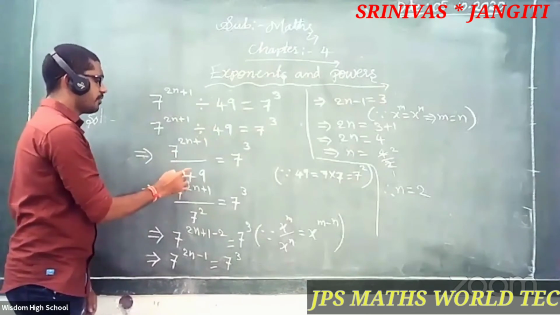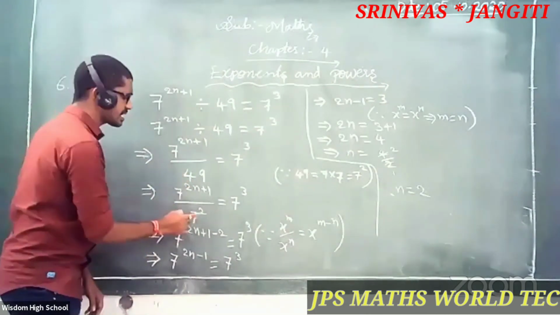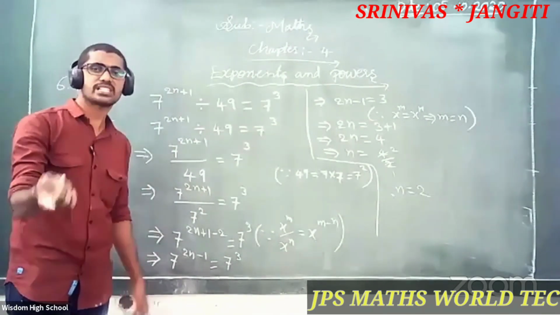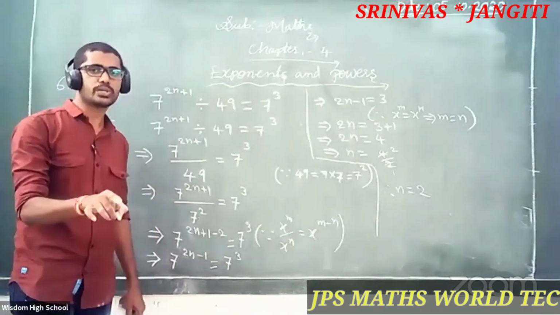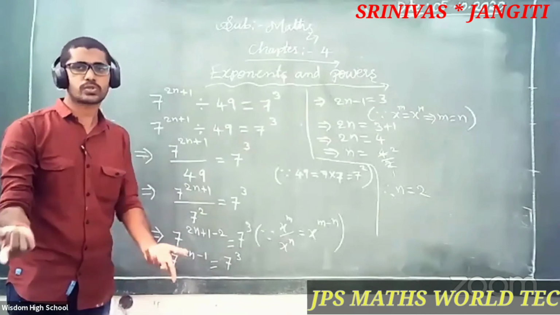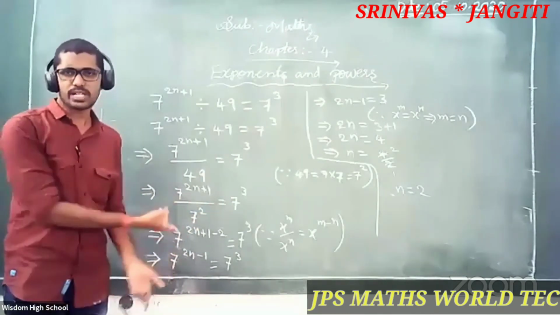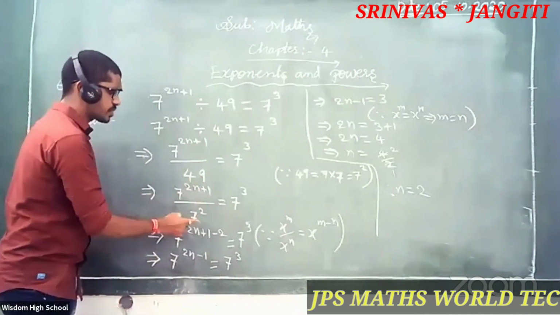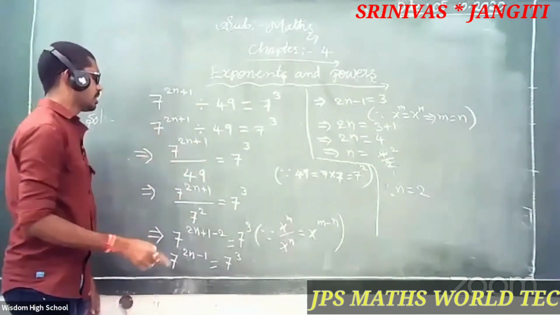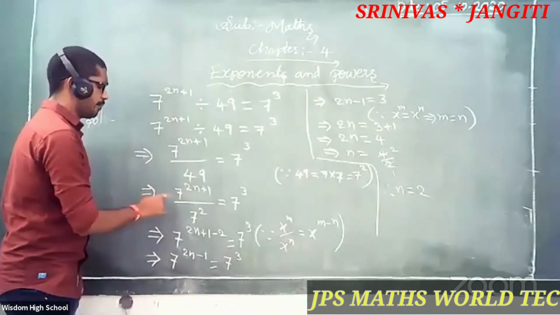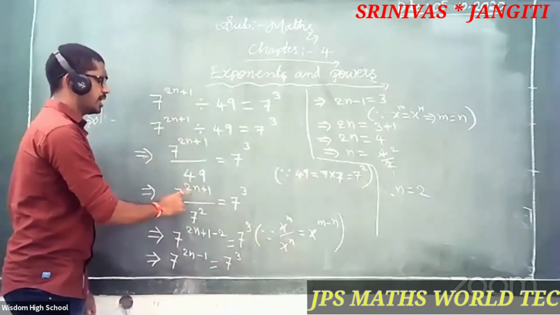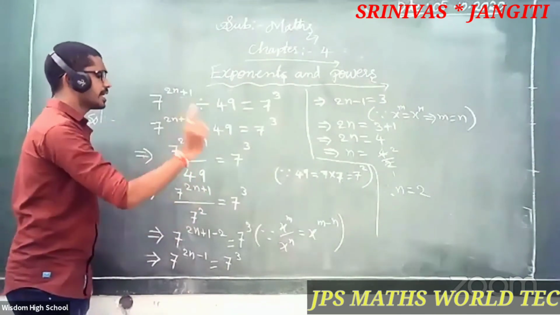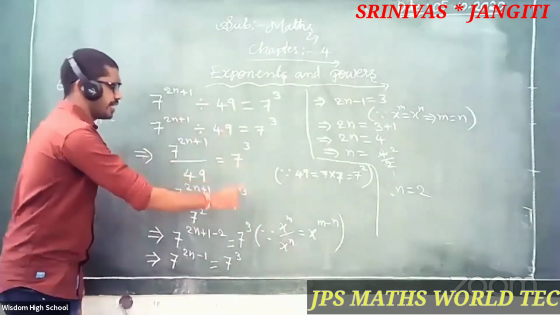Then 49 we can also write as 7 square. Yes or no? Why? Because 7 sevens are 49. Then 7 into 7, right? x into x is x square, same, 7 into 7 is 7 square. That's why in place of 49, what should I write here? 7 square. That implies 7 to the power of 2n plus 1 by 7 square is equal to 7 cube.